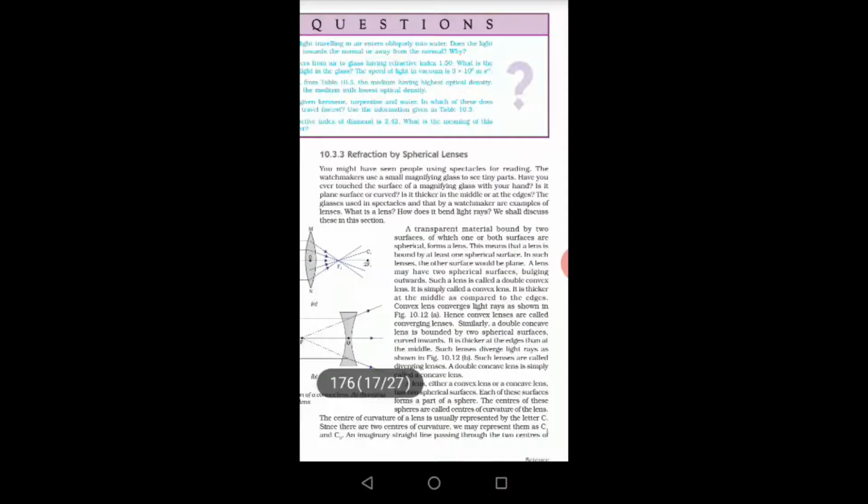Second one, concave lens. Those spherical lenses whose middle portion is thinner and edges are thicker are called concave lens. So, in figure number 10.12, B is the concave lens.